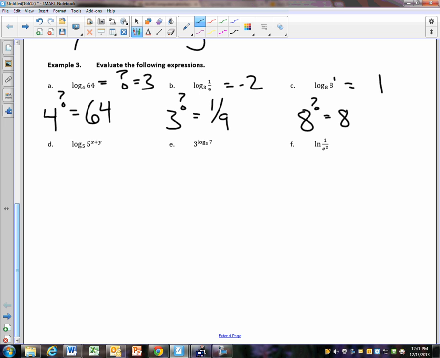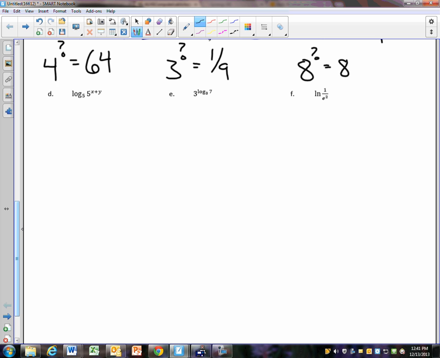Watch what happens here. You'll see we'll make the connection here. Base of 5 to some power is equal to 5 to the x plus y. Well, what fills the spot for the question mark? x plus y. Look again, folks. Log base 5 of 5 to the x plus y. It's almost like the log base 5 and the 5 went away. You're just left with the exponent.